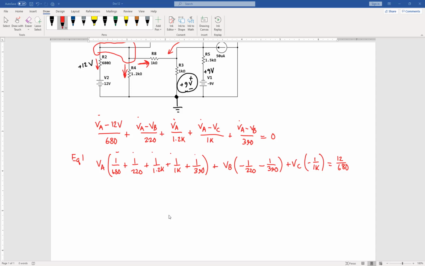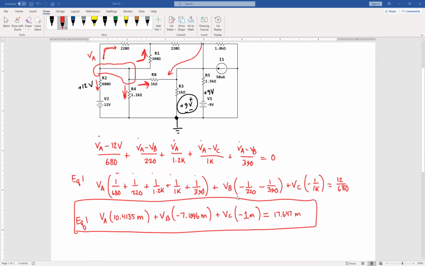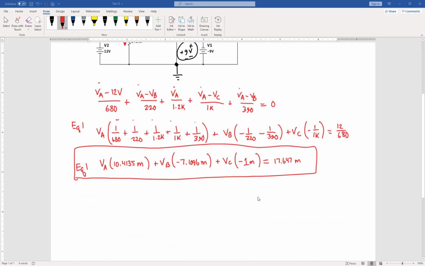So I've written out all the terms. This is going to be my equation 1. Now I just need to get numerical values for. Okay, so now I've gone ahead and simplified all that. Got numbers to represent all of those coefficients. And now we can move on to the second equation.